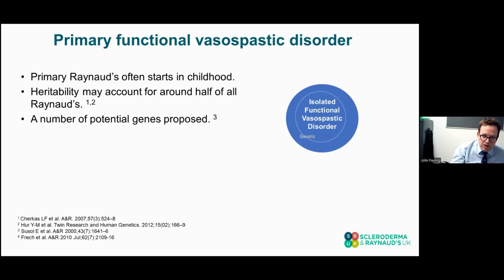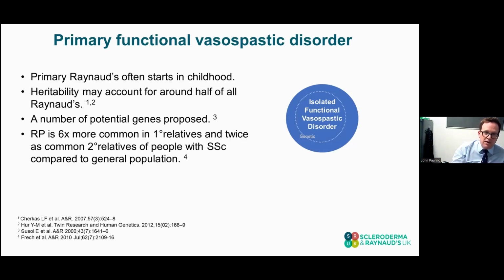And they've proposed a number of potential genes which are involved in the responsiveness and the size of blood vessels, but actually efforts to try and identify which gene in particular is involved haven't yet yielded any results.